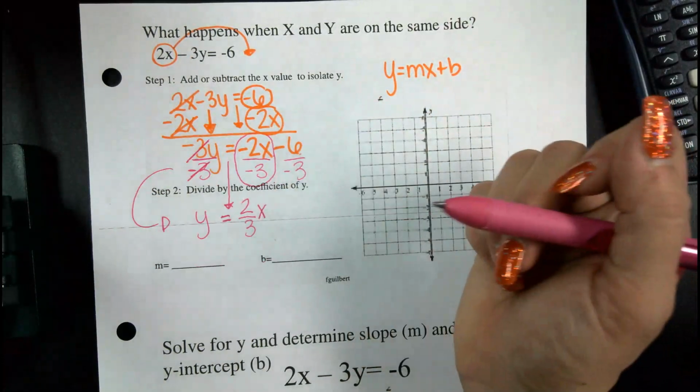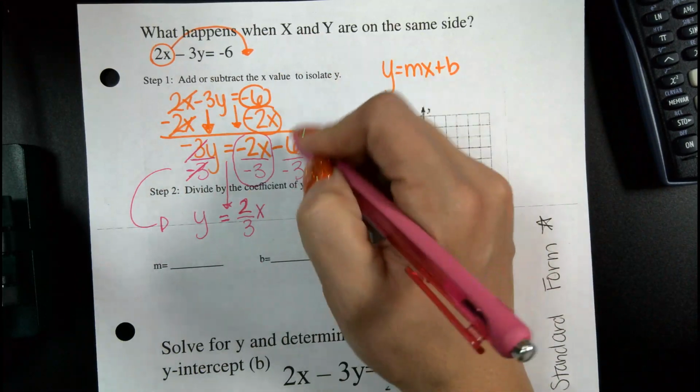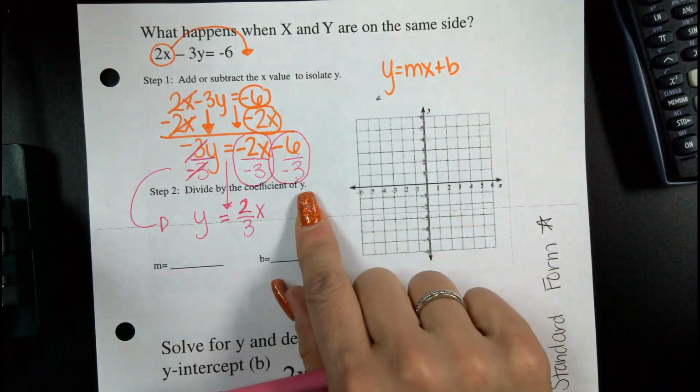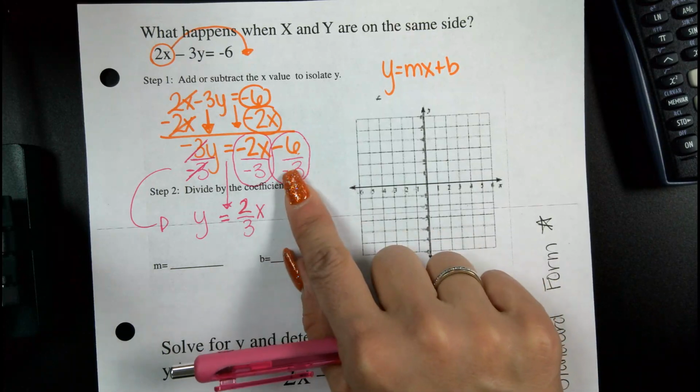So 2/3 x, don't forget to bring that x down with it. And then for this part right here, again, you got to be careful of these signs. You can just type this in as a division problem to your calculator.